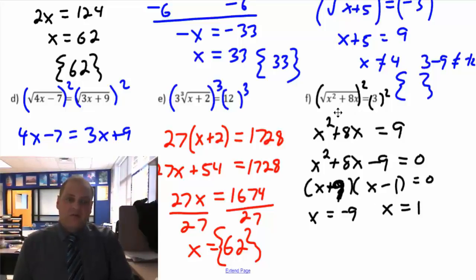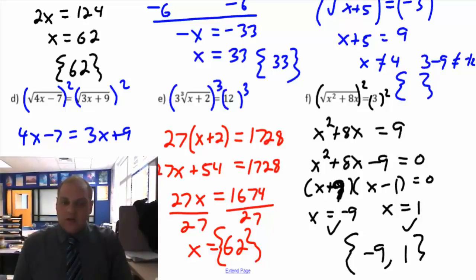Negative 9 squared is 81 minus 72. That's 9. Radical 9 is 3. 3 equals 3. That does work. And 1. Again, you would write this out if you're not sure. 1 squared is 1 plus 8 is 9, and we get 9 again, so that does work. So they both do work. So my solution set is going to be negative 9 and 1.